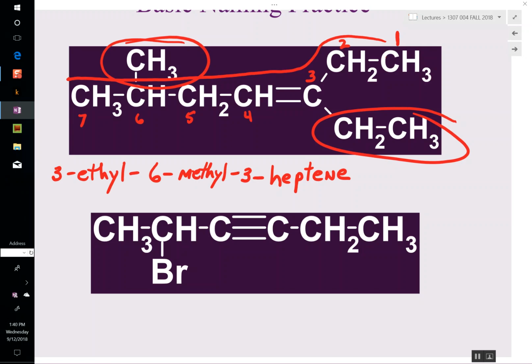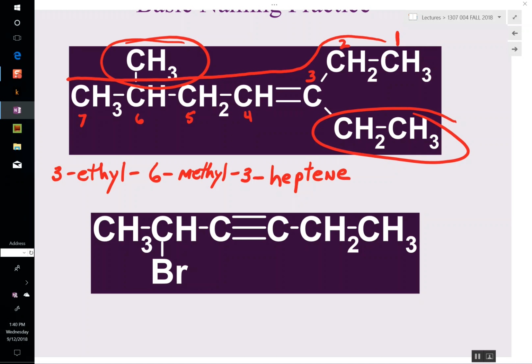Aren't we glad IUPAC didn't come up with a system of naming children? This is IUPAC naming children. No one's there. Everyone's going to have a nickname if this is the way we name children. Okay. 3 ethyl, 6 methyl, 3 heptene.